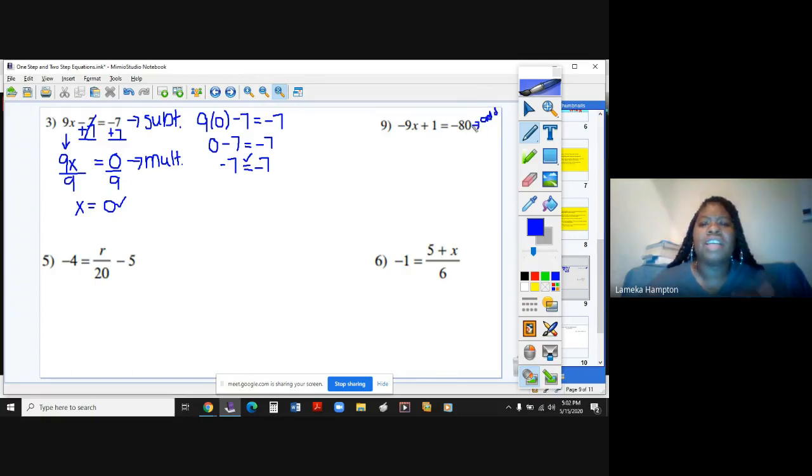Because it's an addition problem, that means I have to do the opposite, which is subtract. So now I'm going to subtract my negative 1. I'm sorry, not subtract negative 1. I'm going to subtract 1, excuse me. So when I do that, I know that 1 minus 1 gives me 0. So I'm going to cancel that out. And now what I'm going to do is I'm going to bring down my negative 9x.